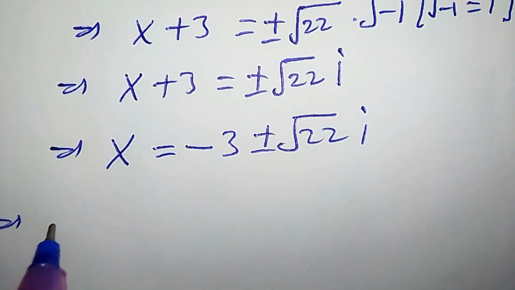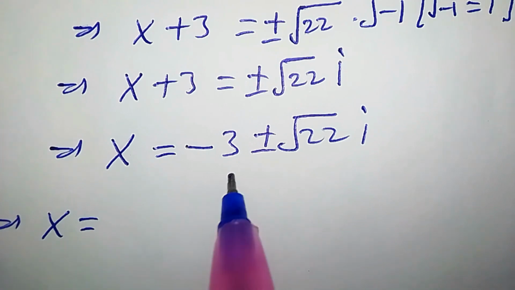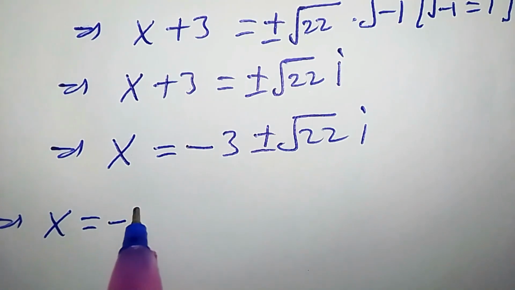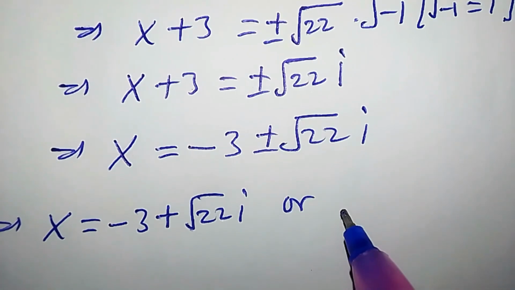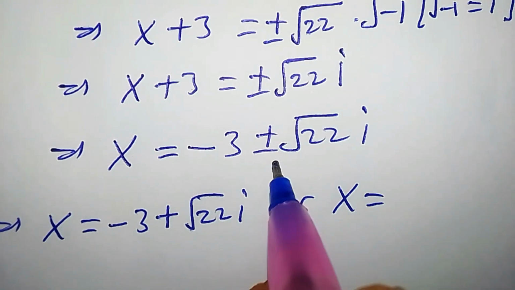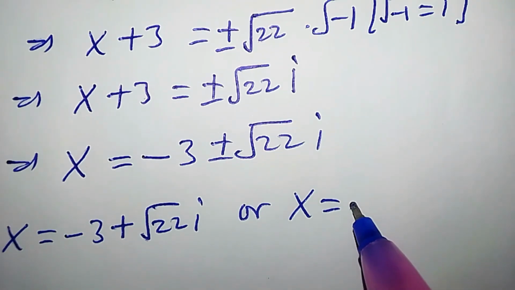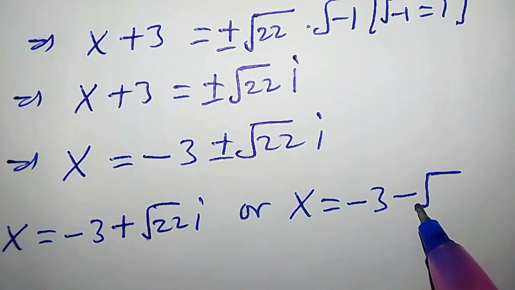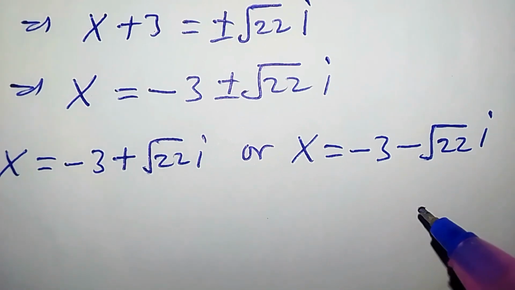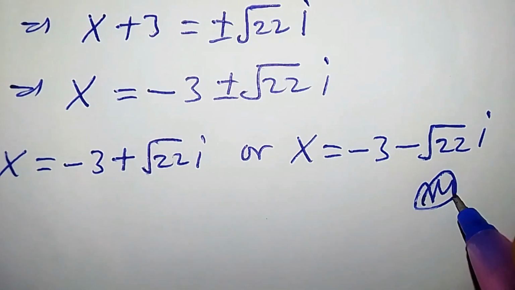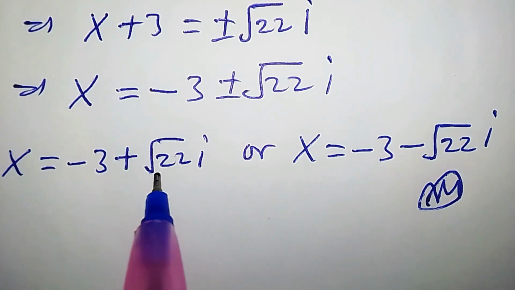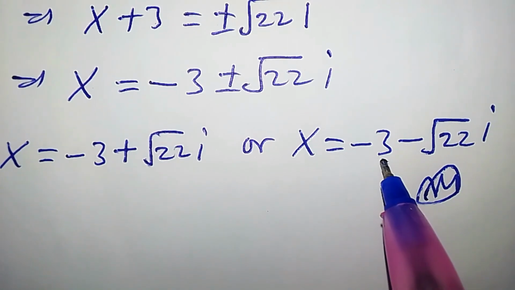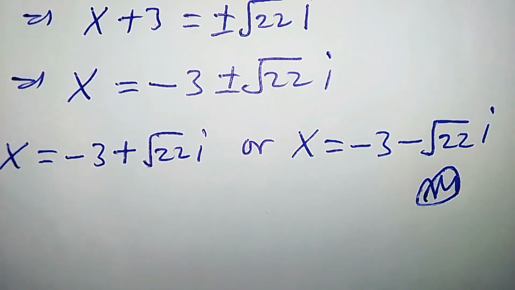This implies that x is either equal to, considering the positive sign, -3 + the square root of 22 i, or x is equal to, considering the negative sign, -3 - the square root of 22 i. You will see that we have two distinct solutions for this quadratic equation by using completing the square method. -3 + the square root of 22 i and -3 - the square root of 22 i. That's it for this video. Thanks for watching.